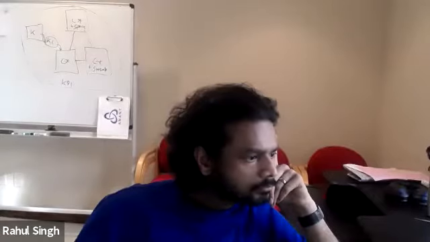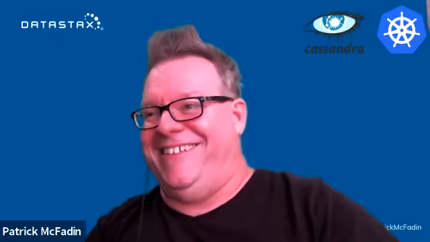I ran into this problem this week. I was running multiple Cassandra clusters on multiple kind clusters, and I was so lost. I was like, where are the labels?